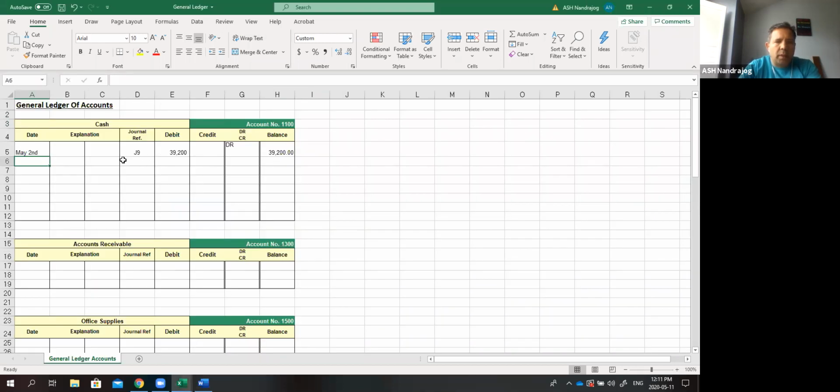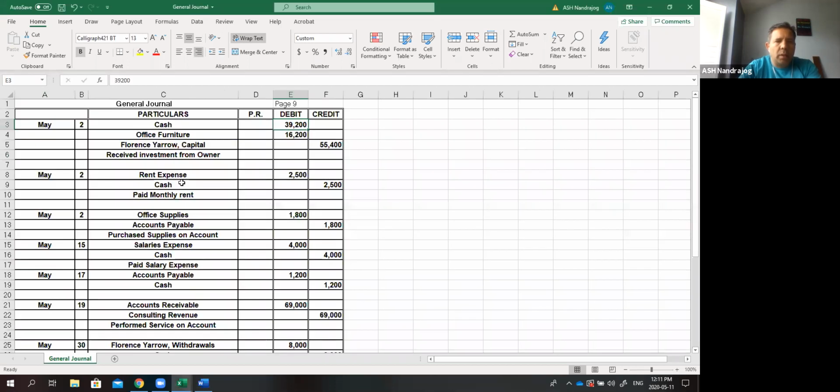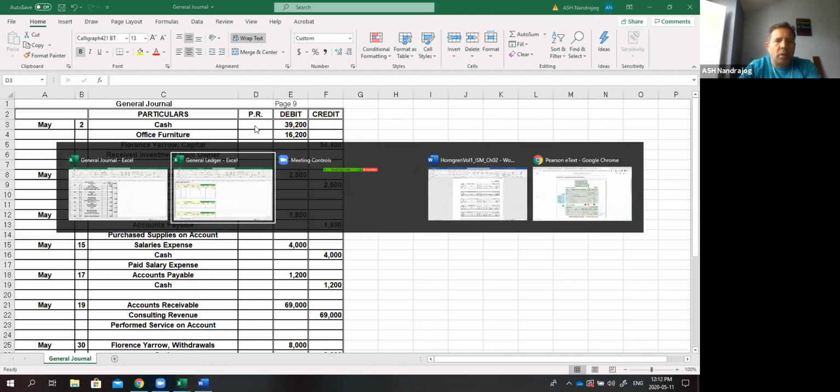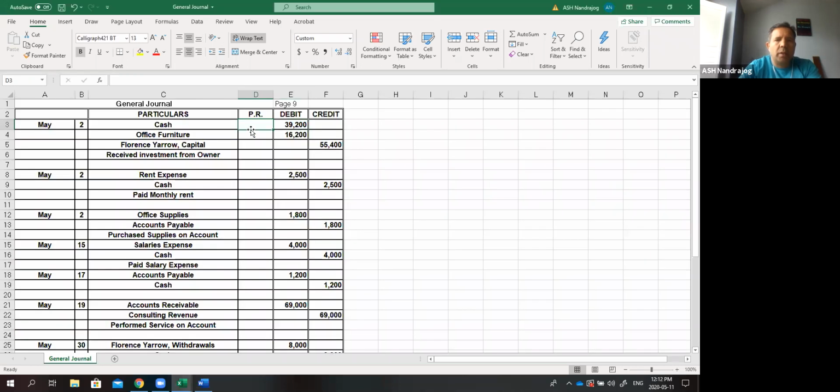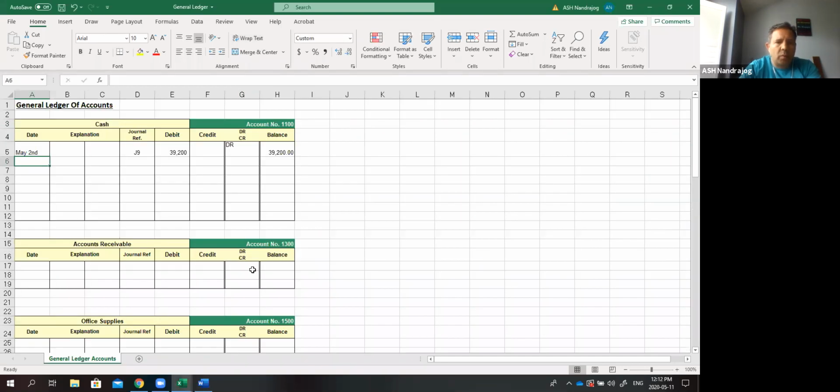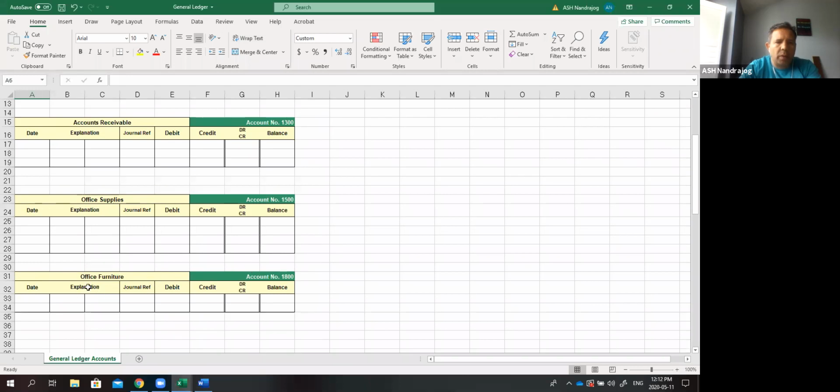first transaction, but now we have to go back to the journal and write down which account number it has been posted to. So our cash account is account number 1100. So we go to our general journal and we write down 1100 in the posting reference. Next account we have is office furniture, which is 16,200. So we go and see which account is office furniture. There we go. That's office furniture, account number 1800.